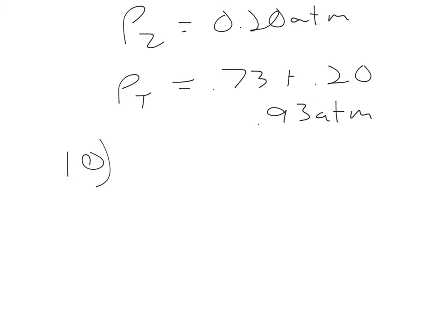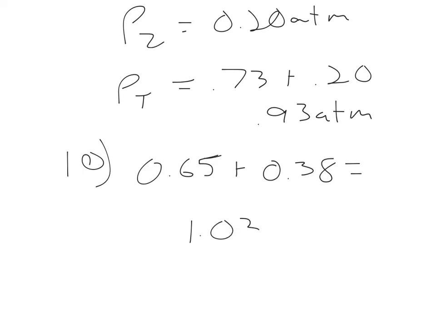Some practical application. A scuba tank contains a mixture of oxygen and helium. Before the dive, the partial pressure of O2, or oxygen, is 0.65, and the partial pressure of helium is 0.38. They call this a heliox mixture if you are a diver. What is the total pressure in the scuba tank before the dive? Okay. Total pressure in the tank, so we have 0.65 atmospheres of oxygen plus 0.38 atmospheres of helium, and together, what is that? 1.03 atmospheres of total pressure. That should be fairly straightforward.